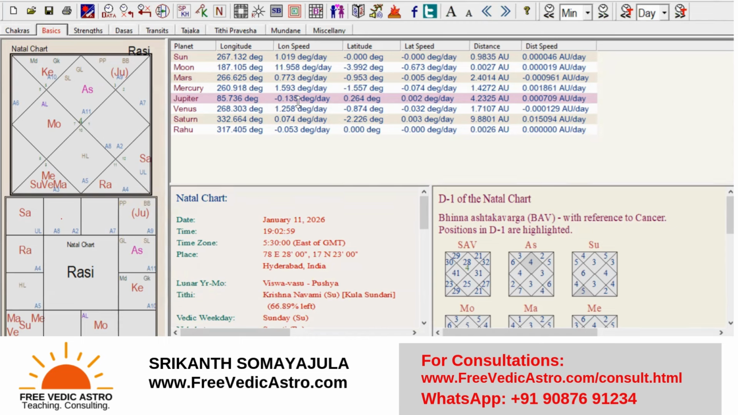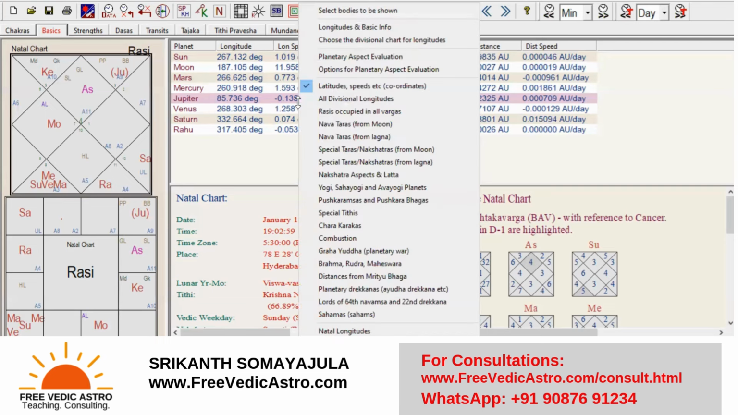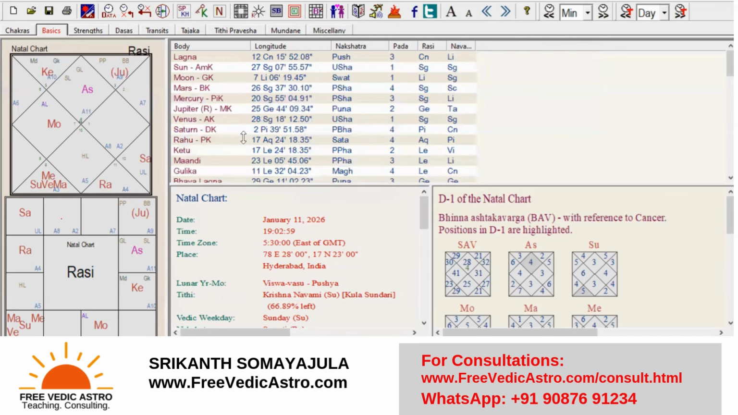Atichara is someone who is moving much faster than what he has to be. This happens usually for Mars. Mars will go into Atichara mostly. Recently, Jupiter went into Atichara. Atichara is nothing but making up for the loss that he has made on the speed. So he will appear as if he is traveling even faster. We will come there one day.